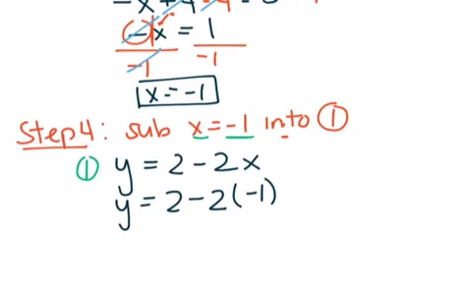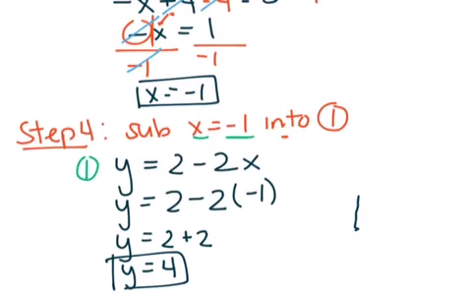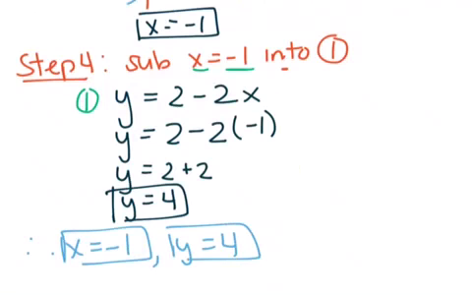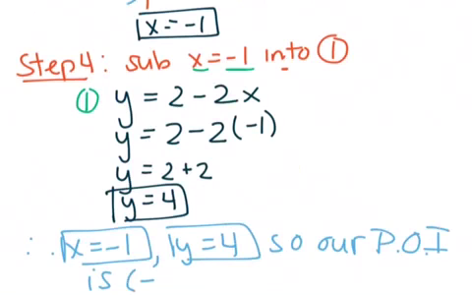We've got y equals 2. Negative 2 times negative 1, we know is positive 2. So we've got y equals 4. So now we've got our x and we've got our y. So now let's write it out. So therefore, x equals negative 1, y equals 4. So our POI, our point of intersection, is x first, so we've got negative 1, and y after that. And not to forget, points are written as x, y.